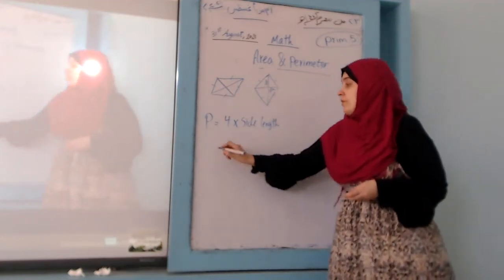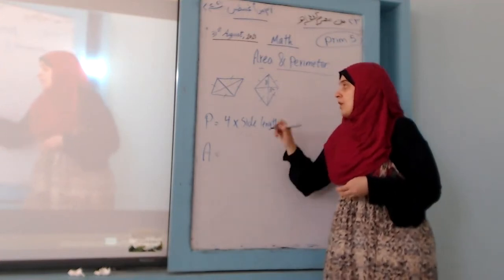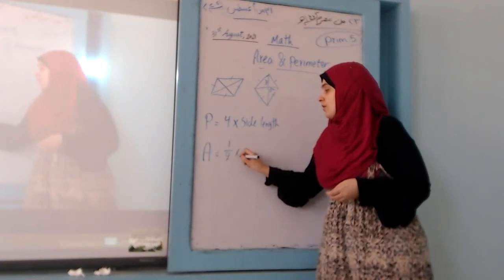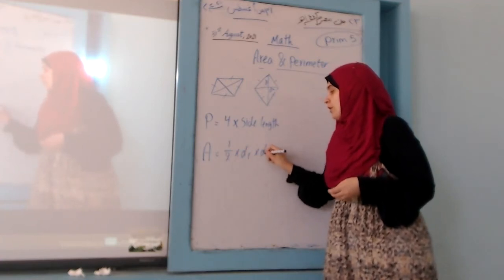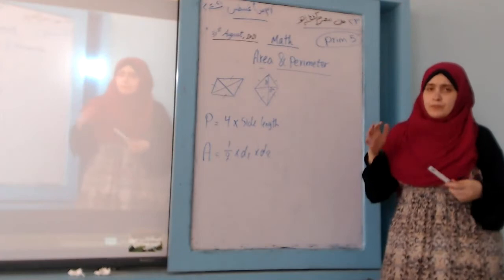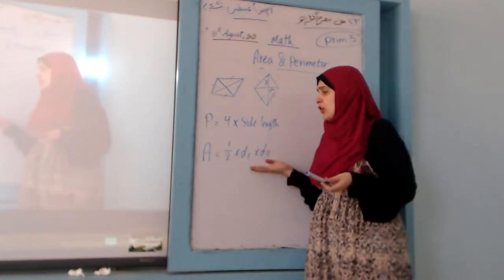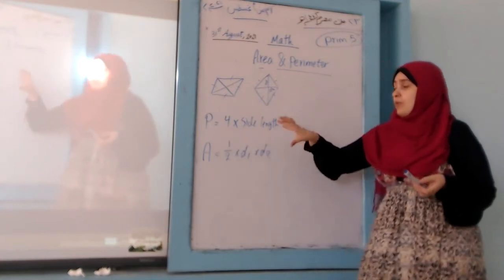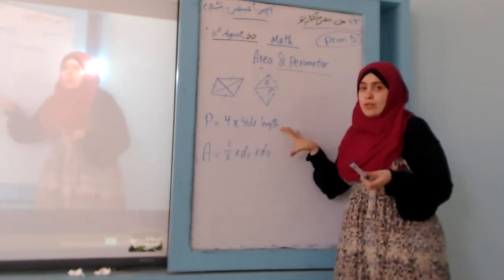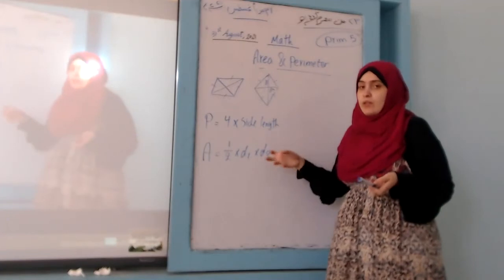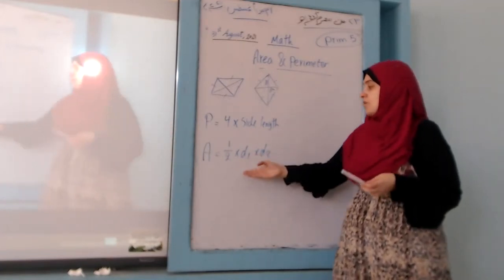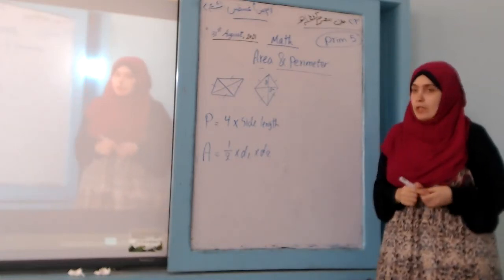So the area of the rhombus is equal to half multiplied by D1 multiplied by D2. Whenever I have the diagonals, I have a half in the law of the area. The area of the rhombus using the diagonals is half multiplied by diagonal 1 multiplied by diagonal 2.